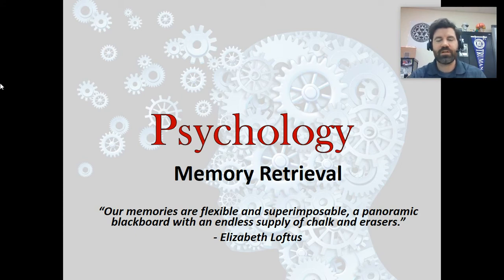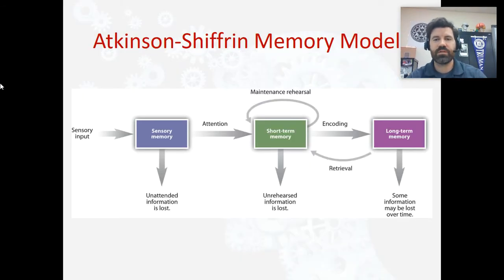So to get started, I'm going to show you an image that you have seen a couple of times already, and this is the Atkinson-Shiffrin memory model. It should look familiar. We have spent some time talking about the memory process and how information goes from one memory system, the sensory memory, to the next, all the way to long-term memory.